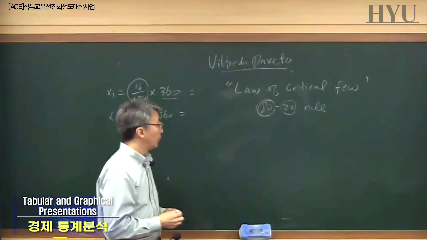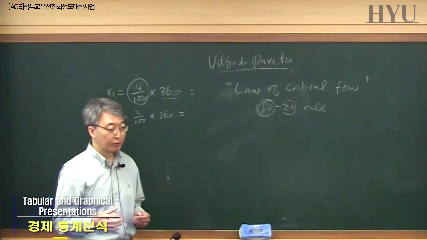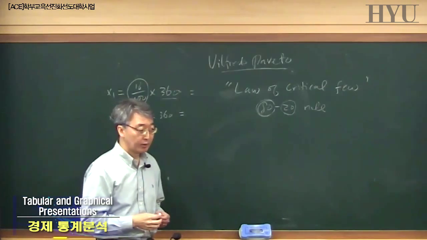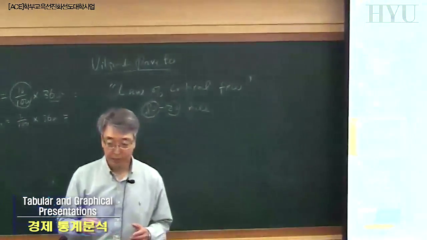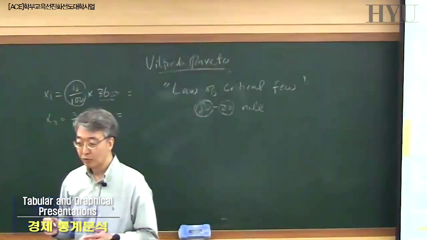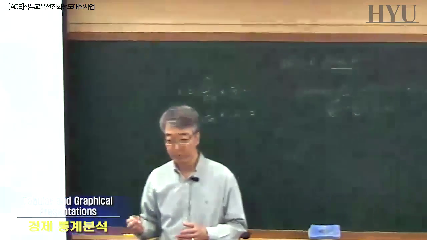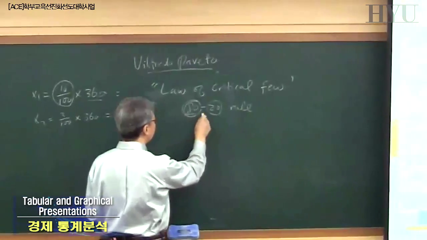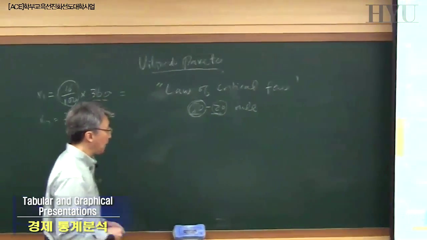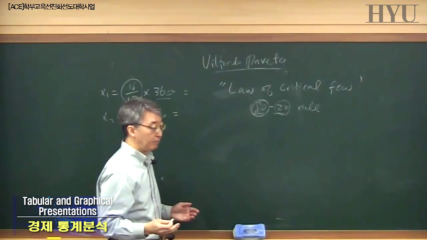Actually, what gave Pareto this idea was the land ownership at that time, around the 19th century. In Italy, 80% of the land was owned by the richest 20% of people. So he got the idea. But then people found out that this 80-20 rule applies to many different areas.